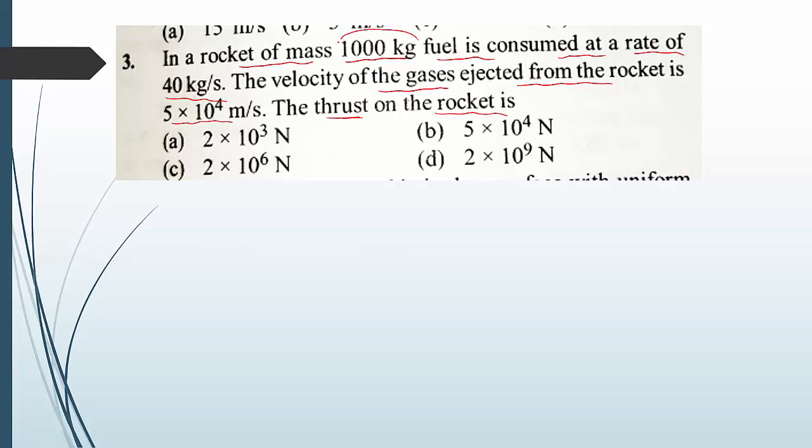Again you can concentrate on the givens. Mass is given 1000 kg and this mass is consumed at the rate of 40 kg per second. You can observe the given. This is change in mass because the fuel is consuming, gas is ejecting from the rocket. So the mass goes on decreasing 40 kg per second. The velocity of the gases ejected from the rocket is 5 into 10 raised to 4. We have to find the thrust.